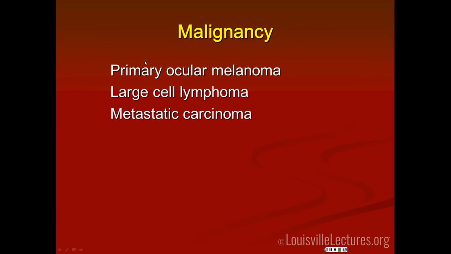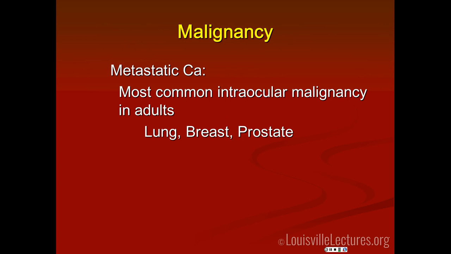So, malignancies in the eye. You've got primary ocular melanoma, large cell lymphoma, and metastatic. The most common malignancy in the eye is metastatic, with lung, breast, and prostate being, in that order, the most common. After that is malignant melanoma. Then I think the most common primary tumor of the eye is primary ocular melanoma.